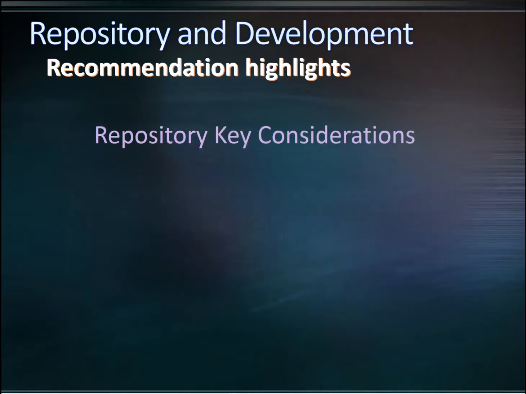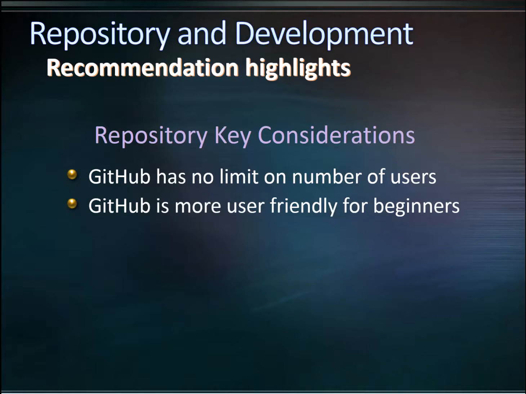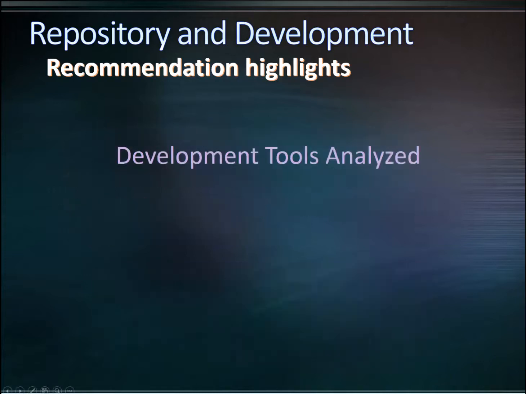The key considerations that helped us decide to go with GitHub were that GitHub has no limit on the number of users. GitHub is more user-friendly when it comes to new programmers or people that are just beginning to use a repository or code sharing tool. And based on our analysis scores, GitHub got a 47, which was 4 points higher than Bitbucket, the next closest.